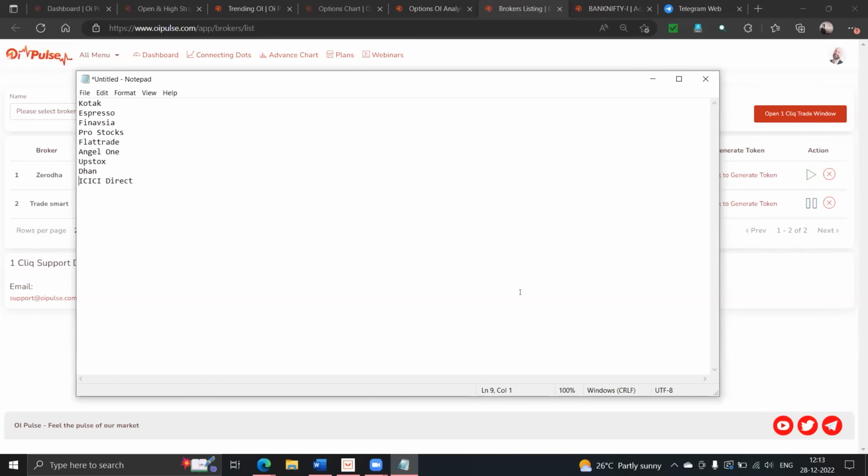Guys, some of these brokers don't charge anything for API, and some of them charge, so please check with the broker. There is no integration fee for integrating with OI Pulse, but the broker has to give you the API details and other things. That is something you need to coordinate with them. Currently, the only doubts are Kotak and SAS. Alice Blue, yes, we will be getting them.